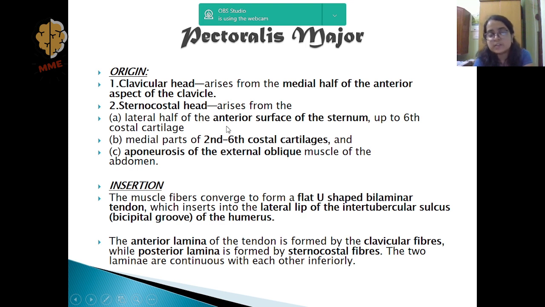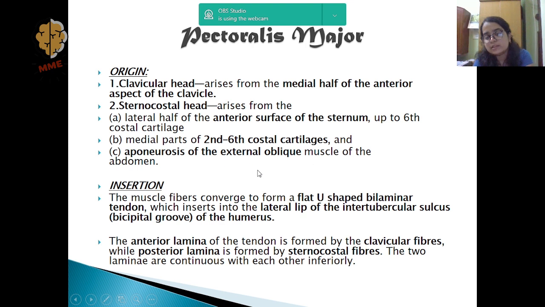When you study the sternum, you will see pectoralis major is a very important relation of the anterior surface of the sternum, up to the 6th costal cartilage. Again, the sternocostal head basically has 3 origins. It also arises from the medial parts of the 2nd to 6th costal cartilages. And the third origin is from the aponeurosis of the external oblique muscle.